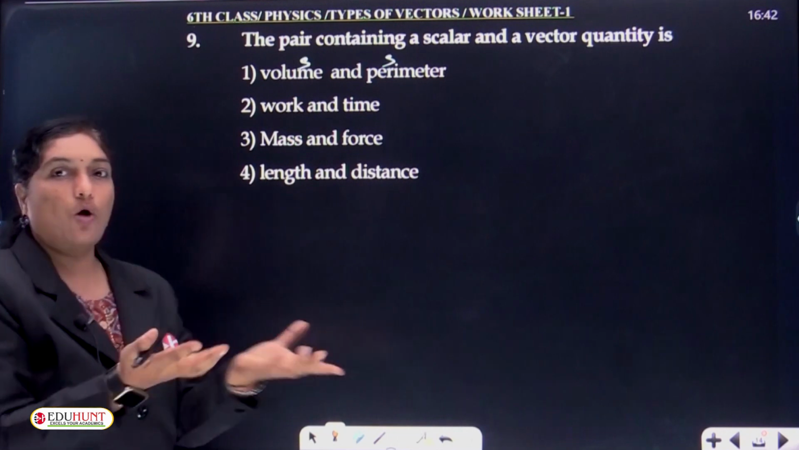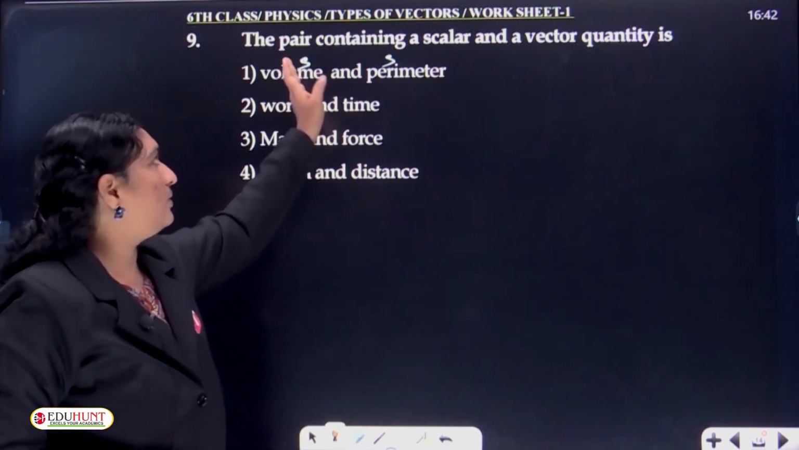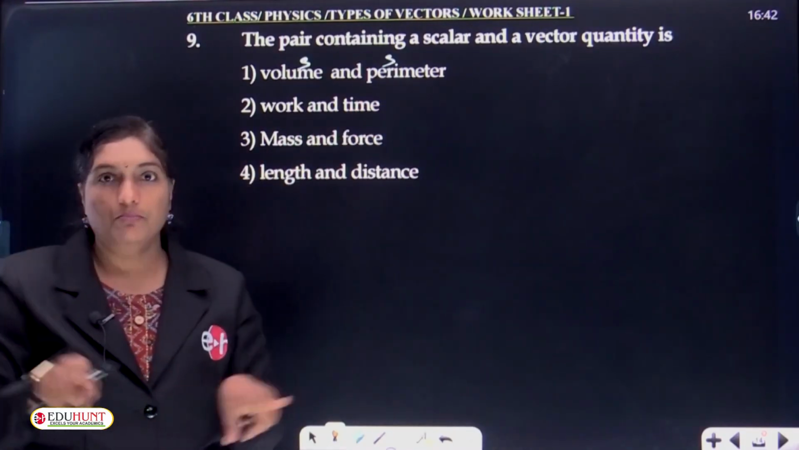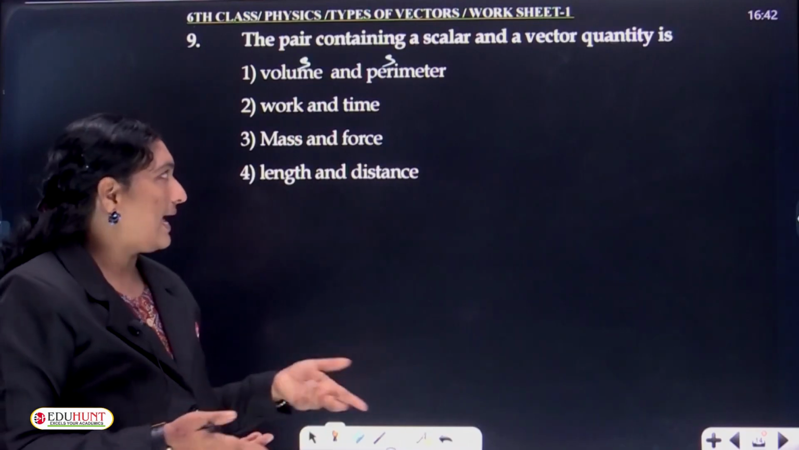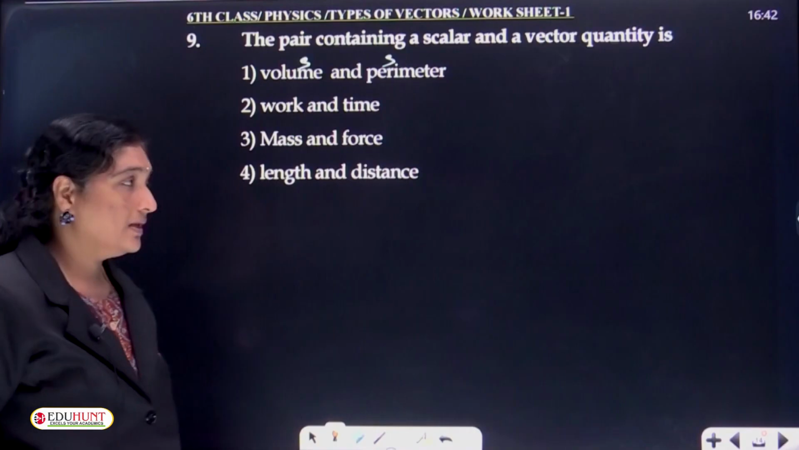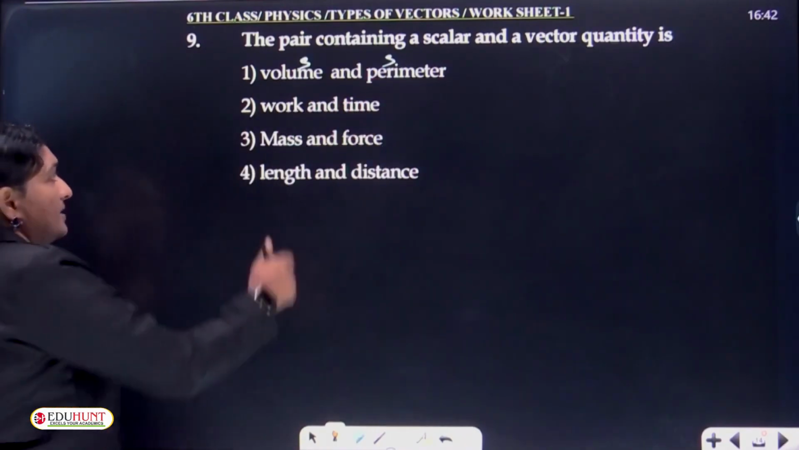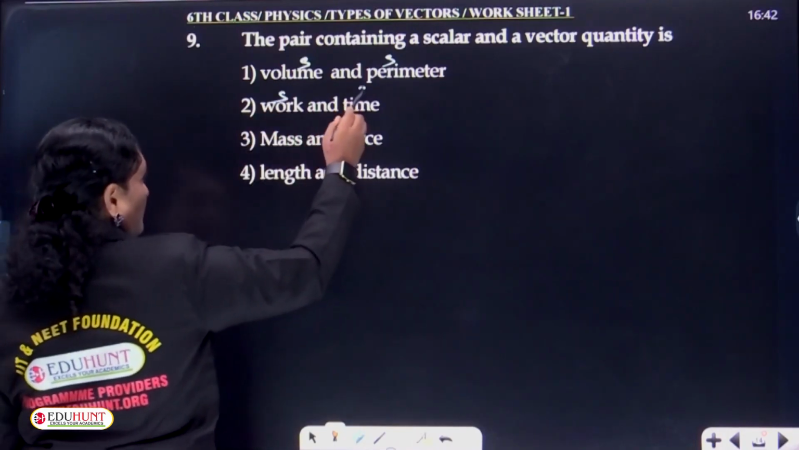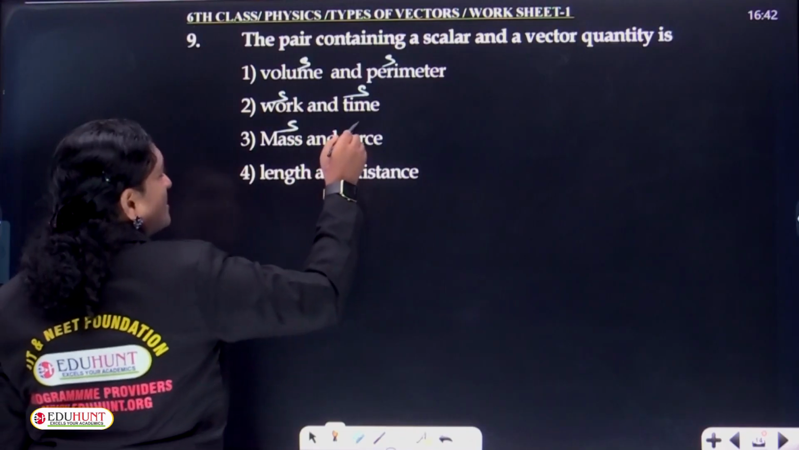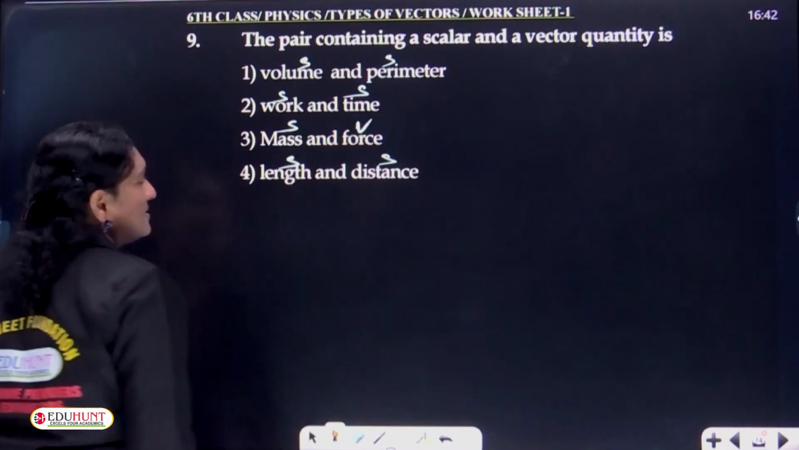Volume. So how much volume is there? But which direction for volume? We won't consider it. The magnitude only, no direction. Perimeter is only the total border length, whether it is a square, rectangle, circle, whatever it is, the total length you will be telling. So it is also scalar. So this pair consists of both scalars only. So just now we have discussed that work is a scalar, and as we know time is a scalar. Mass is a scalar quantity, whereas force is a vector quantity. Length is a scalar quantity and distance is a scalar quantity.